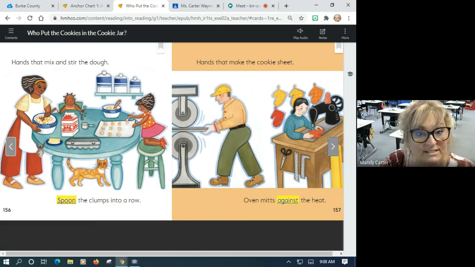Wow, so you need someone to mix the dough. You need someone to make your cookie pan. And you also need someone to make your mitt so that when you're getting your cookies out of the oven, it doesn't burn you.